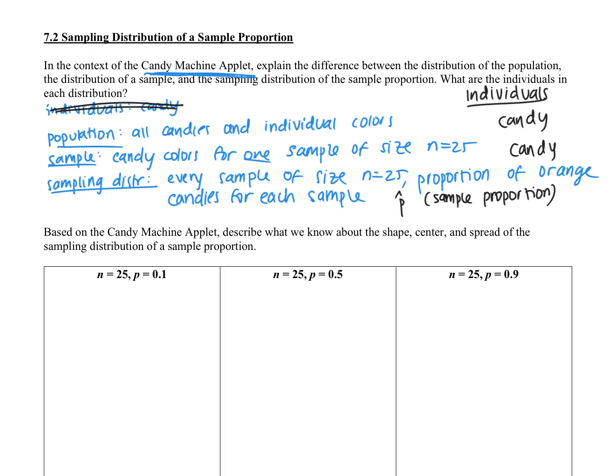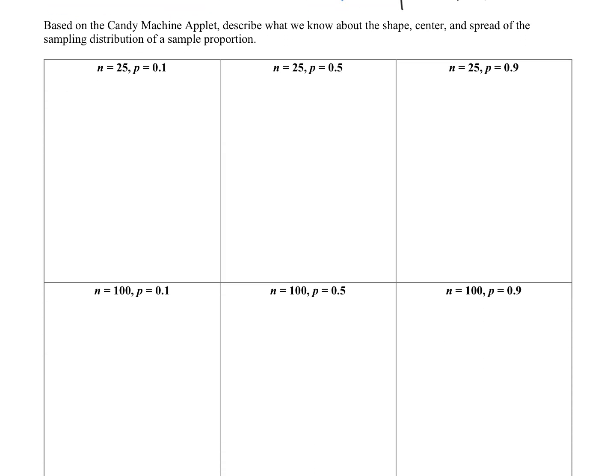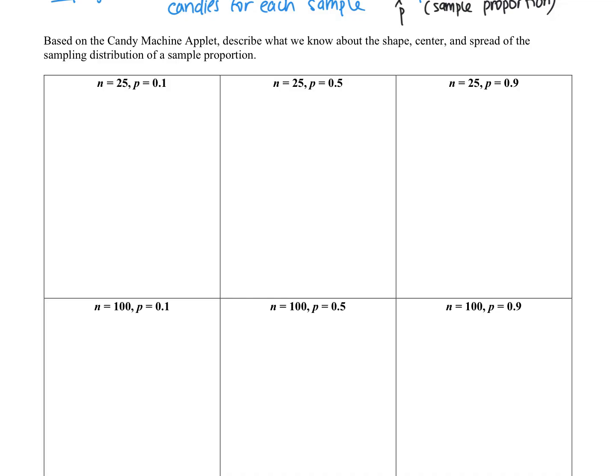So here's what you are going to be doing. You and the person next to you are going to do all 6 of these graphs. For each graph, it tells you what sample size and what proportion of orange candies there are. I want you to take a screenshot from the applet that also shows the center and spread. So you need to check the box that says show summary statistics and then put 6 graphs up here. And what I want you to tell me is what is happening.